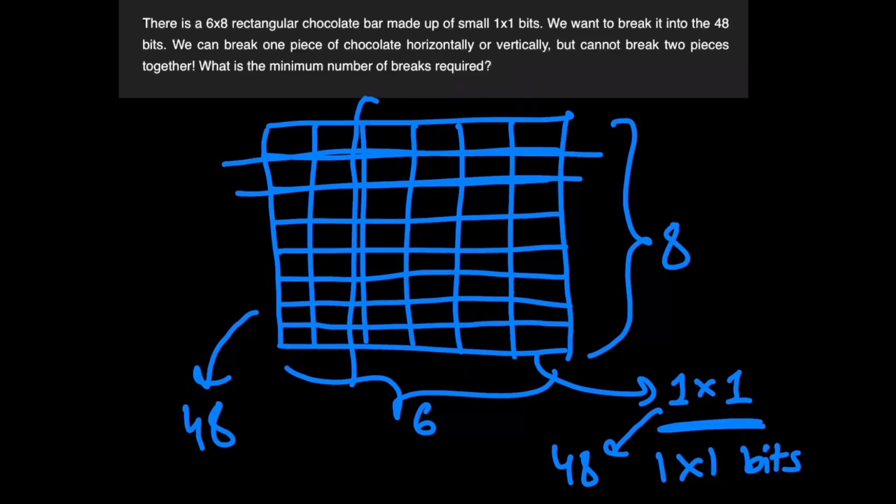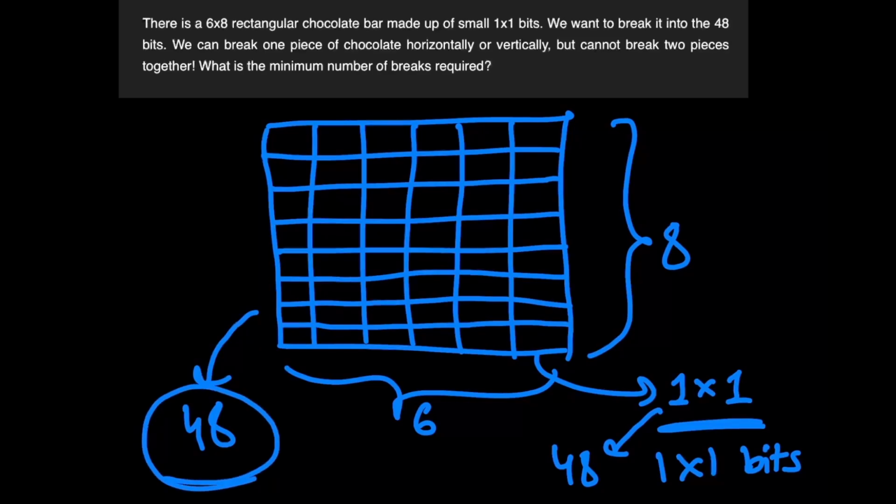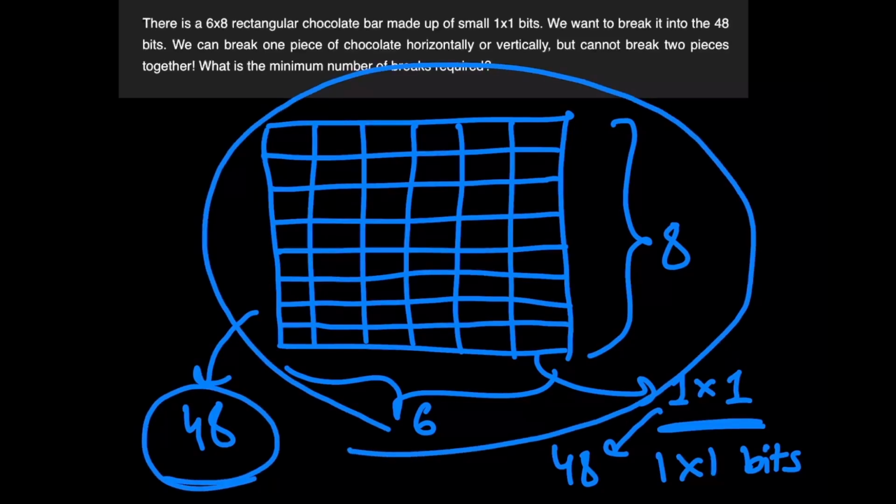So the question is that we have to come up with a strategy that requires the minimum number of cuts or breaks along these horizontal or vertical lines in order to eventually produce these 48 smaller bits from this one larger 6 by 8 chunk.